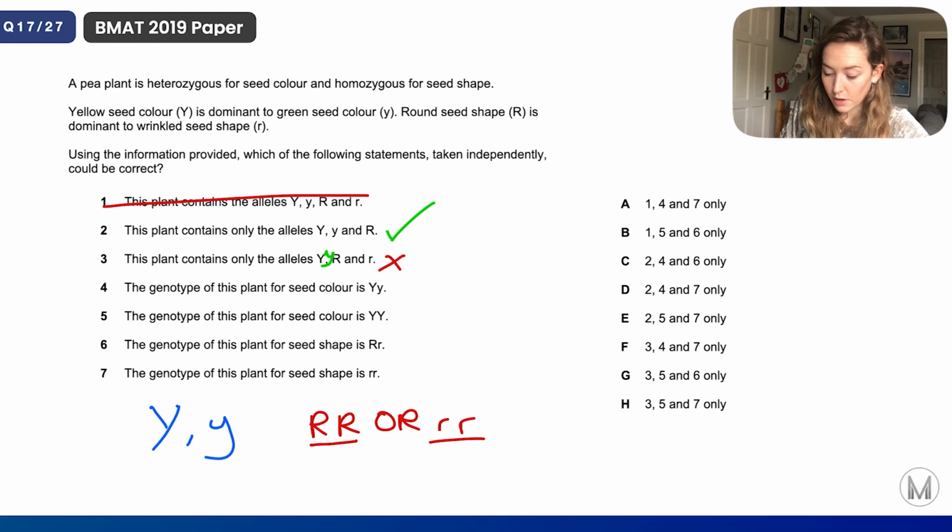The genotype of this plant for seed colour is capital Y, lowercase y. Absolutely, because we know it's heterozygous. It cannot be capital Y, capital Y. That would be homozygous.